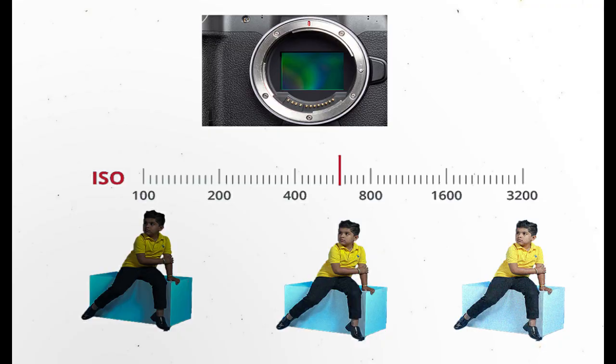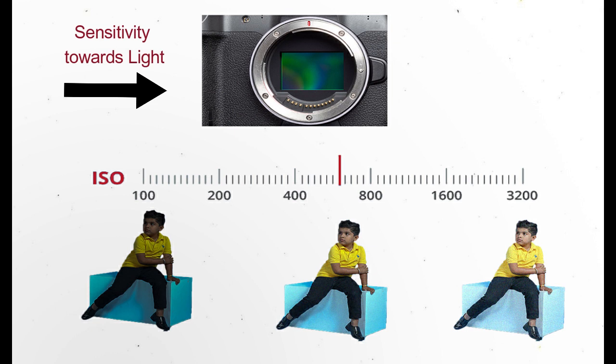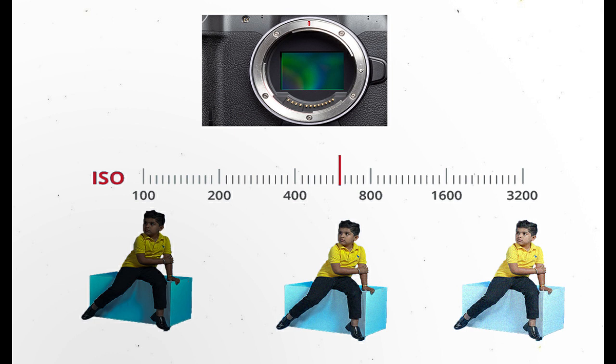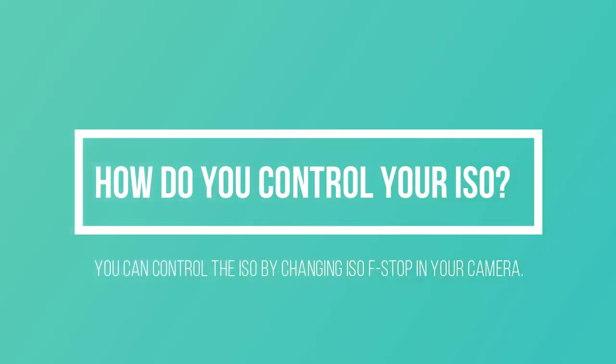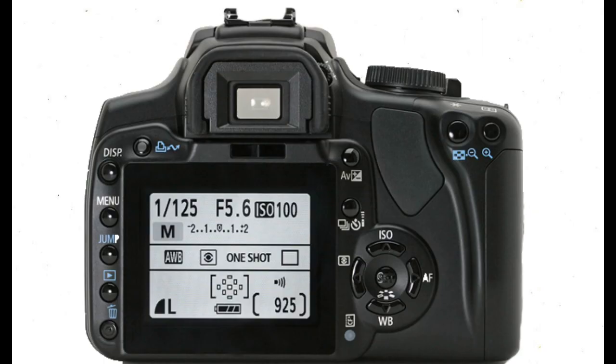To ease your understanding, let me take this picture to explain. From left to right, you can see the ISO value is increasing, which implies the sensitivity of your image sensor is increasing from left to right. That means the rightmost image is under high ISO, resulting in a brighter image, whereas the left one, under a low ISO, results in a darker image. So how do you control your ISO? You can control the ISO by changing ISO f-stops in your camera.